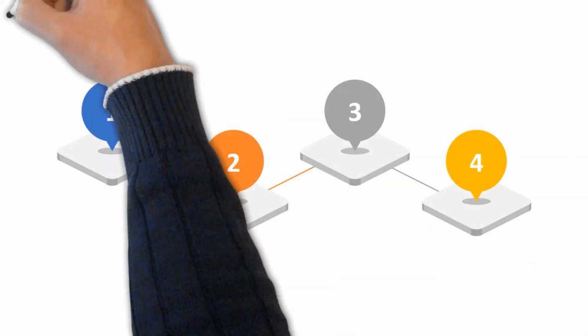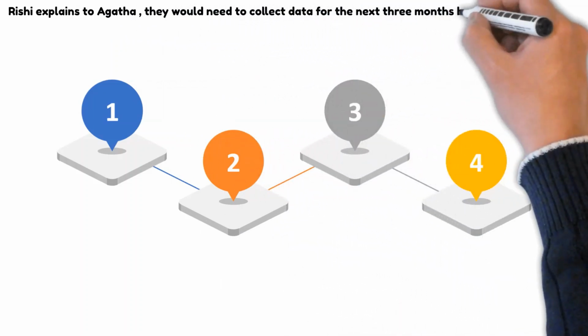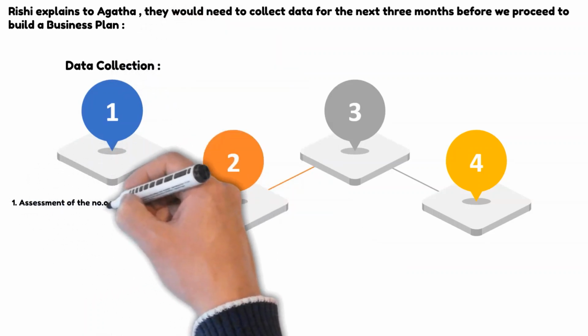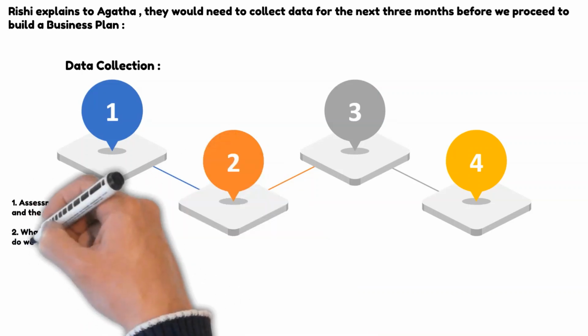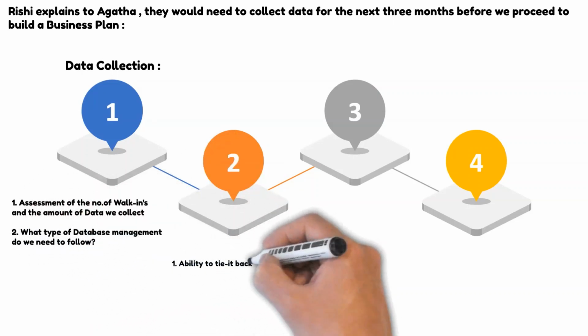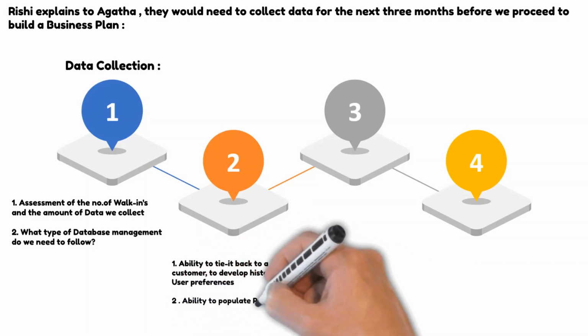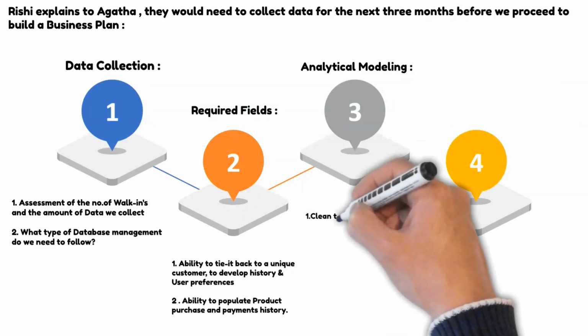Rishi was surprised. Even though Agatha was successful in her business, she did not collect any information about her customers. She only had some data in papers and some leaflets which he had sent some time back. So he explains to Agatha, "Agatha, we will need to collect 3 months of data which is completely computerized and is available for us to analyze.